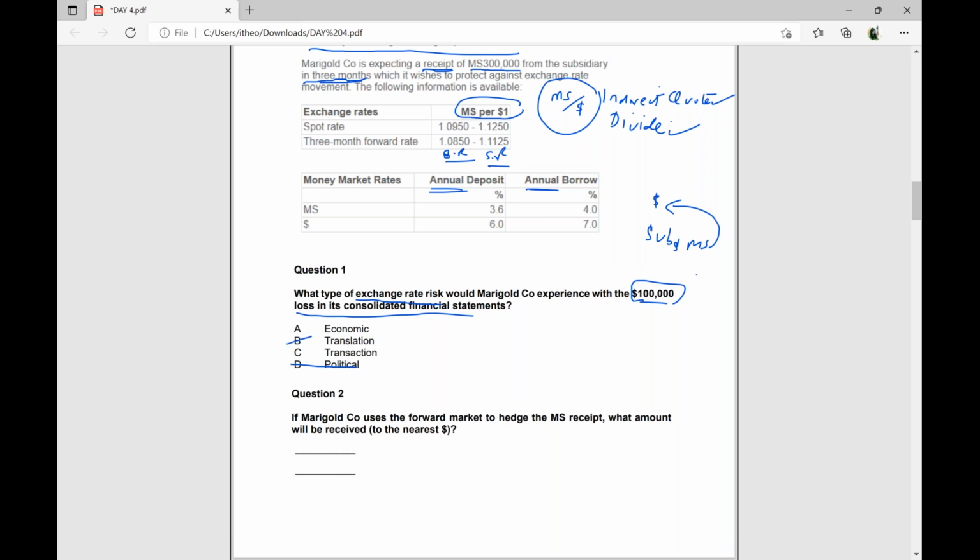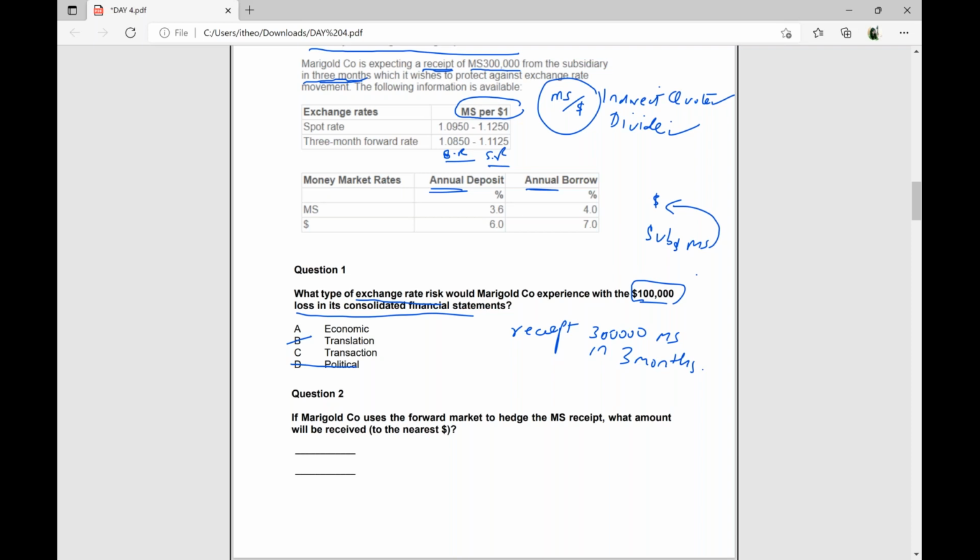But the company is expecting a receipt of 300,000 shillings in 3 months. If the question had asked that, what is this risk? Is this 300,000 receipt coming because of financial statements conversion? No, it's not translation. When does a receipt come? A receipt, an inflow, comes when you sell something. So this is on selling. It's a transaction risk.